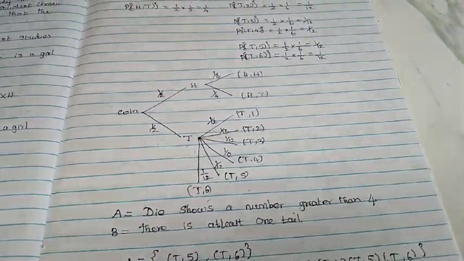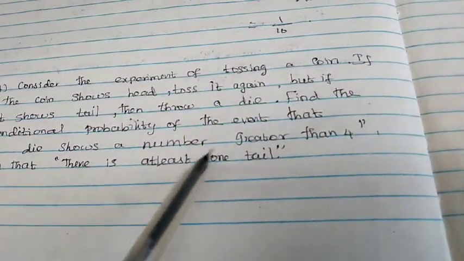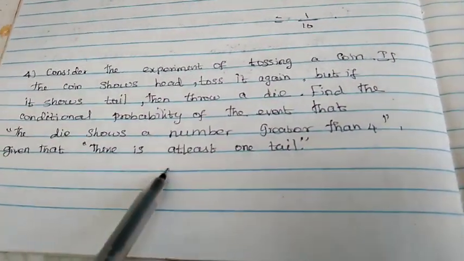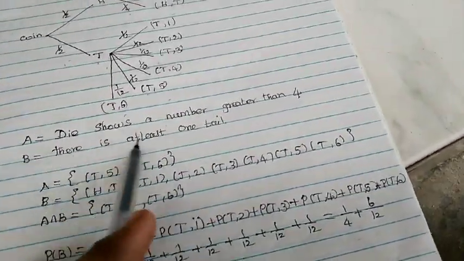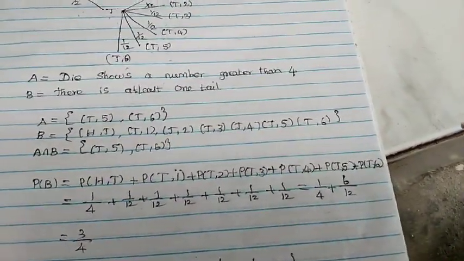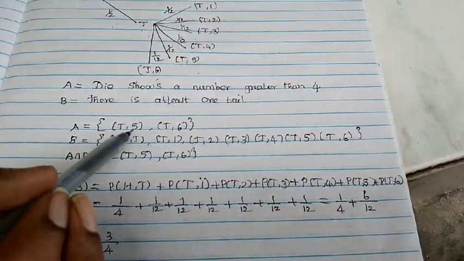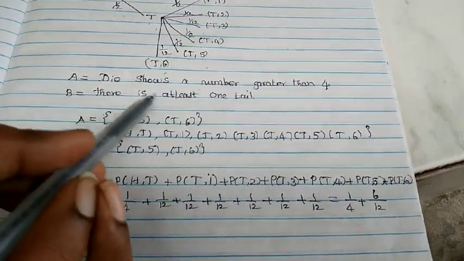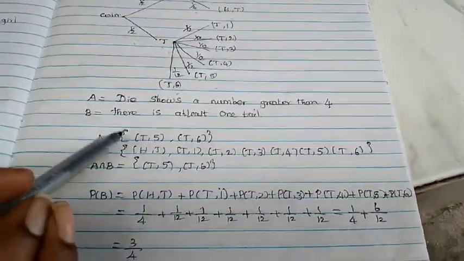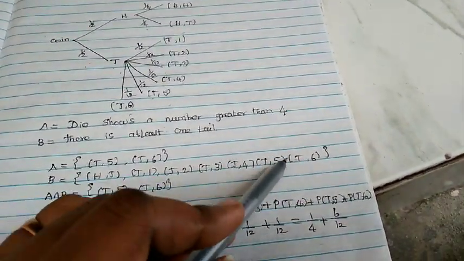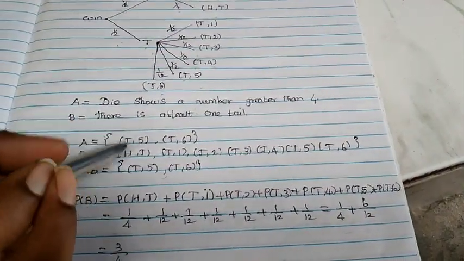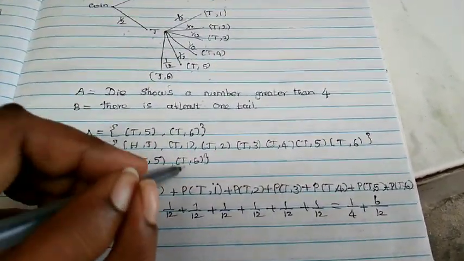Okay, right. Then we want to find the probability that the die shows a number greater than 4. This is conditional probability, given that there is at least one tail. So let A be the event that the die shows a number greater than 4. That means only T comma 5 and T comma 6. So A equals T comma 5 and T comma 6. Then B is that there is at least one tail. At least one tail includes all of these: H comma T, T comma 1, T comma 2, T comma 3, T comma 4, T comma 5, T comma 6. So A intersection B is T comma 5 and T comma 6.